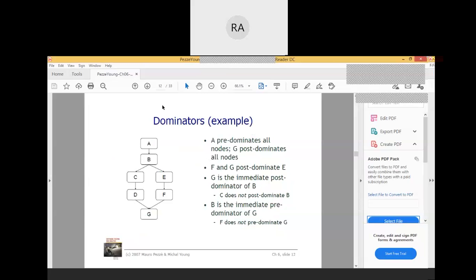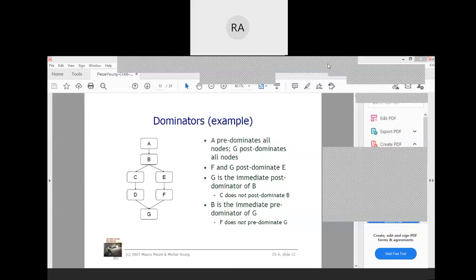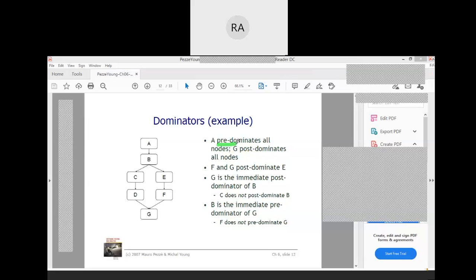Okay, we have taken up a simple example over here. The nodes are represented over here: A, B, C, D, E, F, G. See, this is the root node. It is going to predominate all nodes. Why predominate? Because A is present before all these nodes. That's why I call A a node which is going to predominate all nodes, and the last node which is present at the end of this graph, that is G, is going to post dominate all the nodes. You have to focus upon predominate and post dominate.